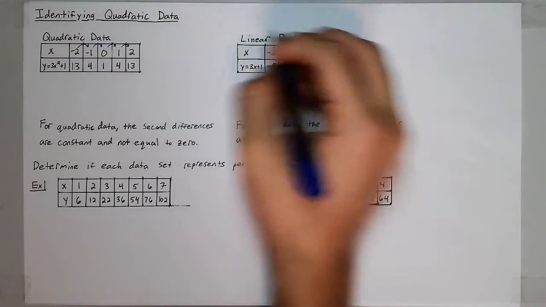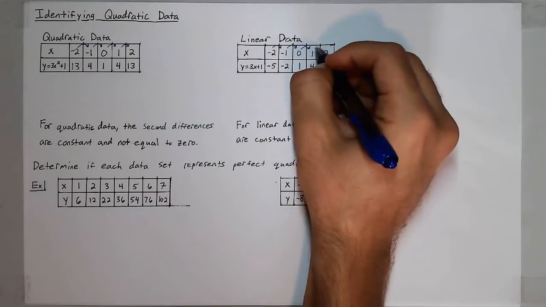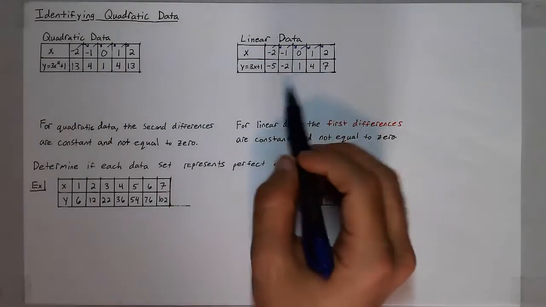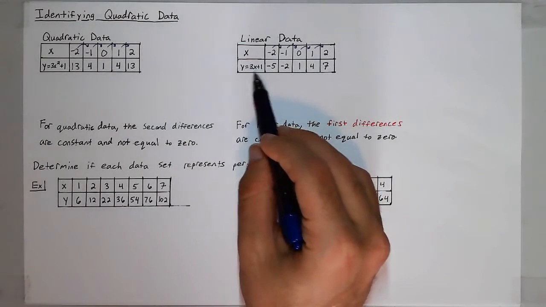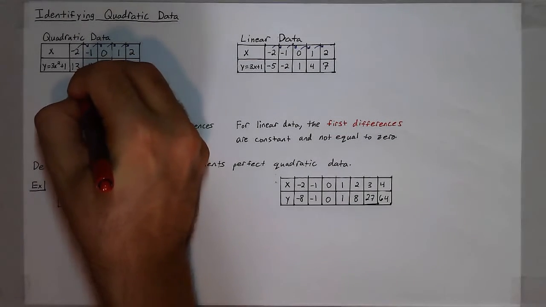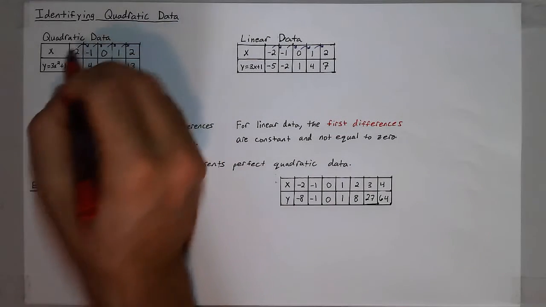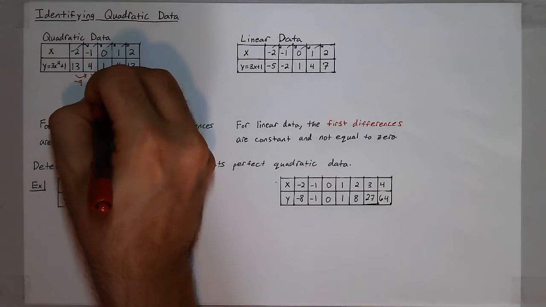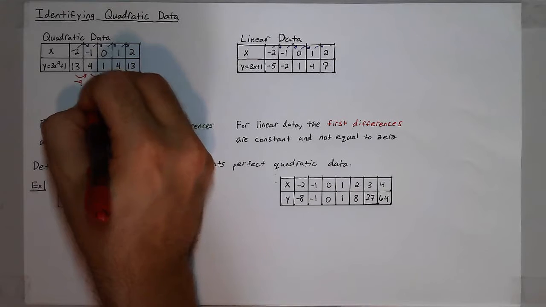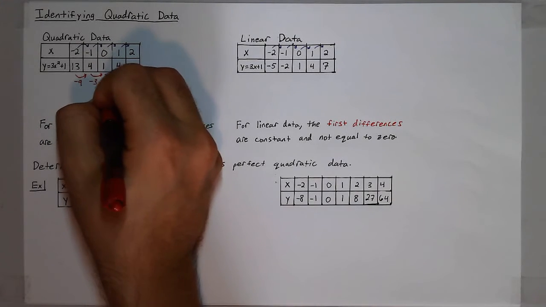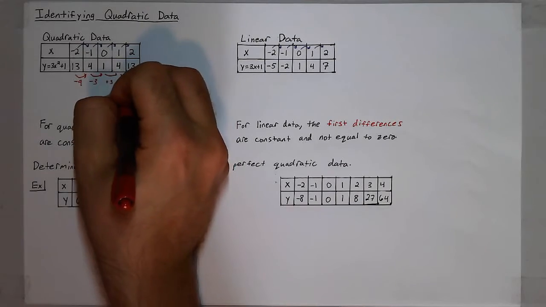Now, on the left, we have quadratic data following 3x squared plus 1. And on the right, we have linear data following 3x plus 1. Now, the way you calculate differences is you check from one point to the next how much it goes up or down. So from 13 to 4, it goes down 9. From 4 to 1, it goes down 3. From 1 to 4, it goes up 3. And then from 4 to 13, it goes up 9.